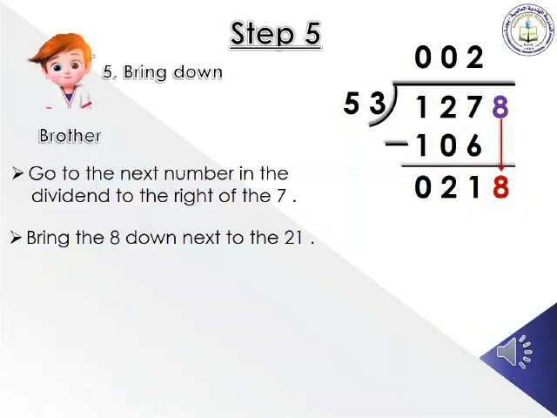Next, our step 5, our sweet brother. He is going to bring down. Go to the next digit in the dividend. That is 8 here. That 8 should be brought down.